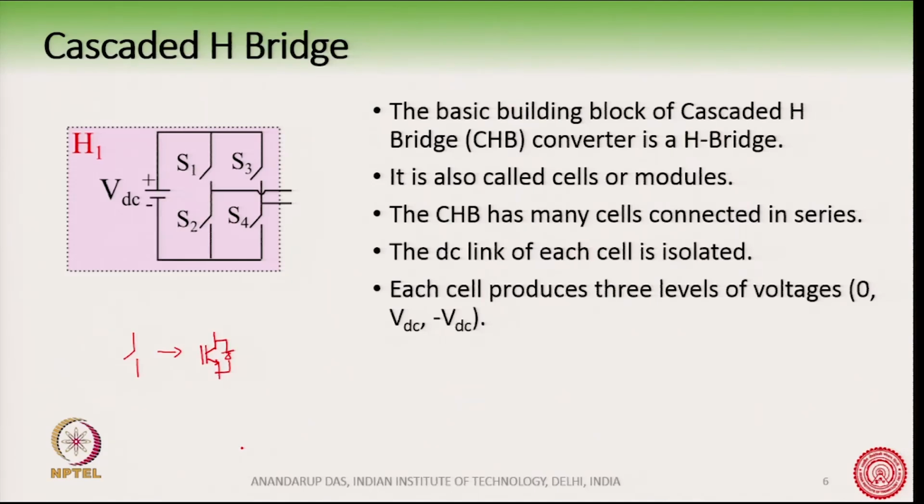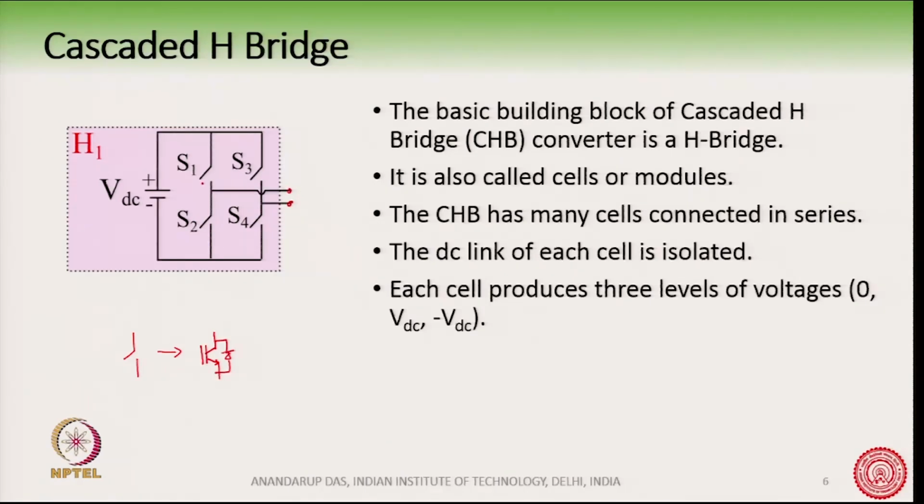Now, each cell, if you see, each cell produces 3 levels of voltages. So, this is the output of the cell. Okay. Here is the output of the cell, and here this voltage can assume 3 levels. I mean 3 distinct magnitudes of voltages are possible at this point here.